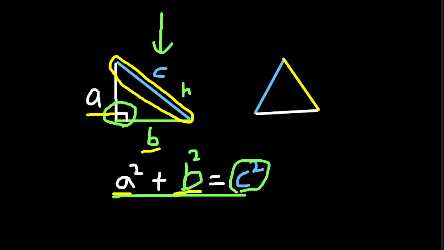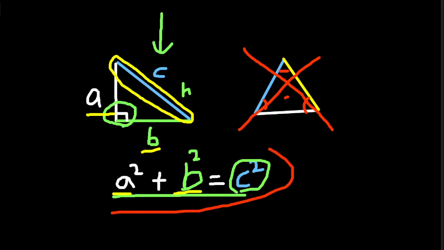With that being said, this triangle on the right, there's no right angle. These are all less than 90. They all have to equal 180, right? But none of these are 90. So for this, the Pythagorean theorem cannot be applied.